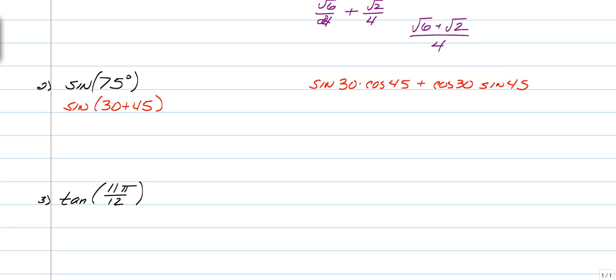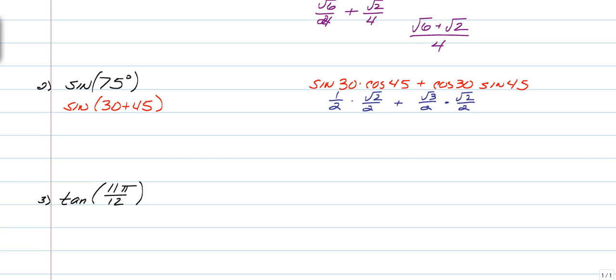Again, jump back to the unit circle. The sine of 30 is 1/2. The cosine of 45 is the square root of 2 over 2, plus the cosine of 30, we know is the square root of 3 over 2, times the sine of 45 is also the square root of 2 over 2.